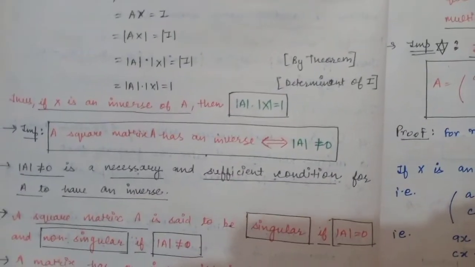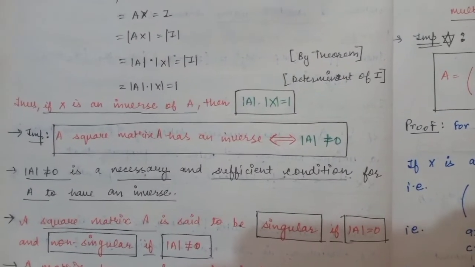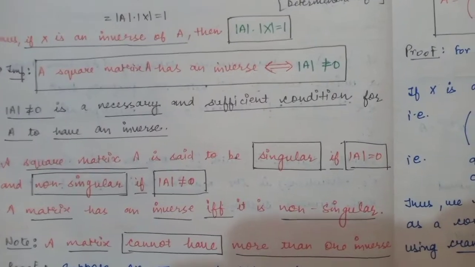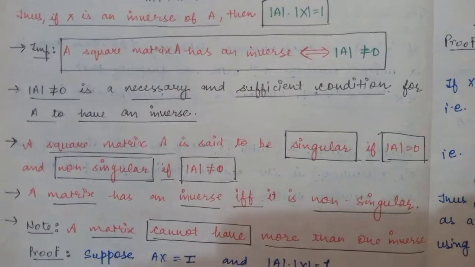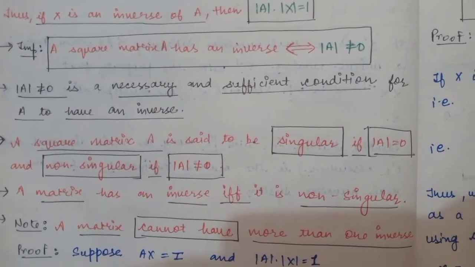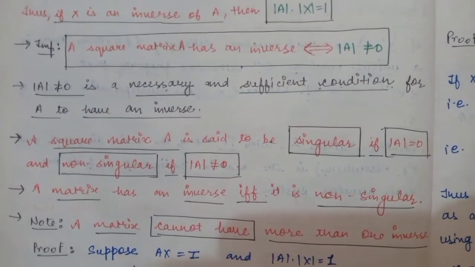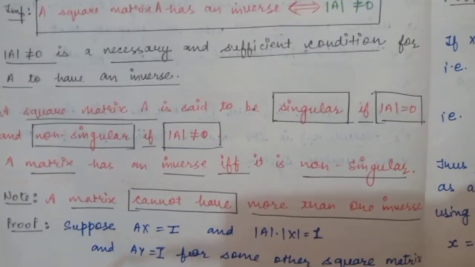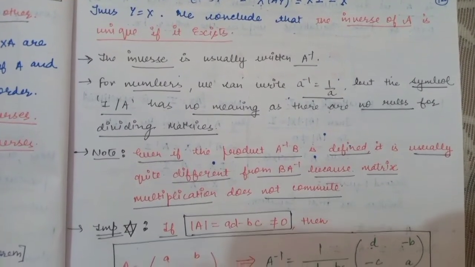Now a very important property is that a square matrix has an inverse if and only if the determinant of A is not equal to 0. A square matrix A is said to be singular if determinant of A is equal to 0 and non-singular if determinant of A is not equal to 0. A matrix has an inverse if and only if it is non-singular, that is, determinant of A is not equal to 0. Now we have an important property that a matrix cannot have more than one inverse. That is, the inverse of A is unique if it exists.